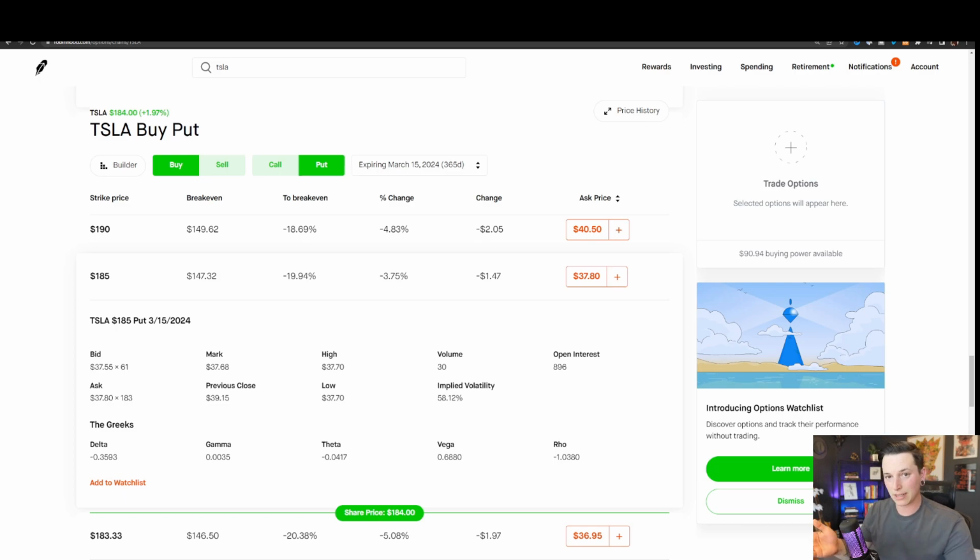So we're going to talk about this, and we're going to use Tesla as an example because I've been talking about wanting to open a hedge on Tesla as we start to move our way back up, because I think we're going to probably get rejected, but I don't want to sell my long-term position.